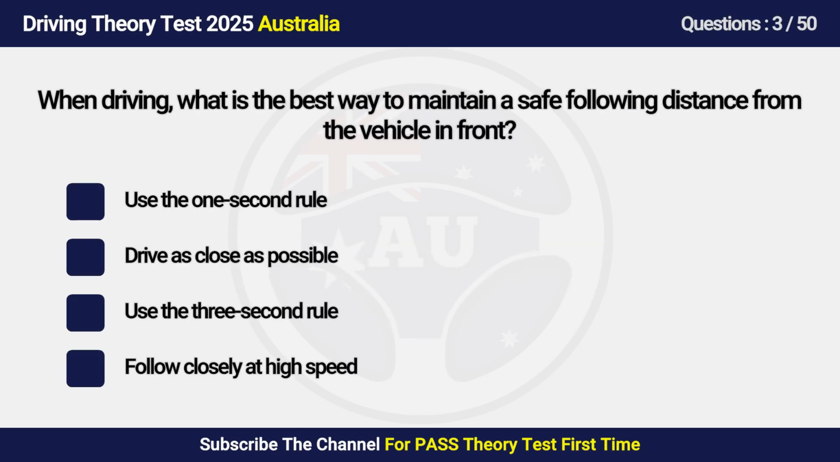Question 3. When driving, what is the best way to maintain a safe following distance from the vehicle in front? A. Use the rule. B. Drive as close as possible. C. Use the rule. D. Follow closely at high speed.